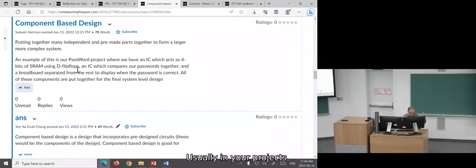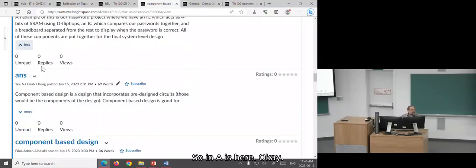You just use these components and build your circuit. Usually in your projects, you go for component-based design, RT level, and not gate level. You might need to do some kind of gate level realization, but mostly you use RTL. Okay, very good example, Samuel.